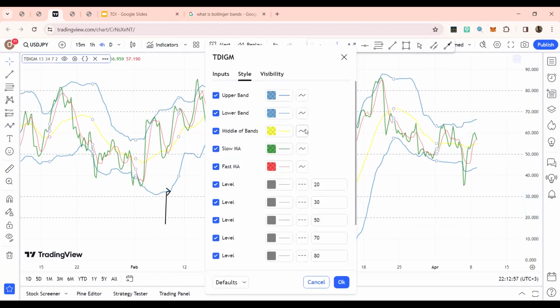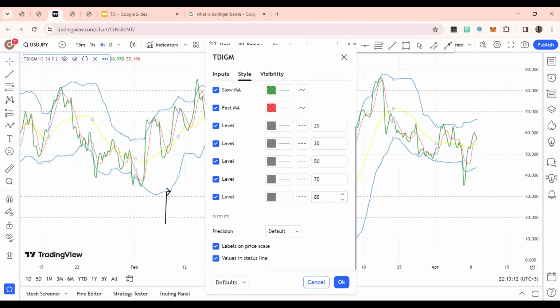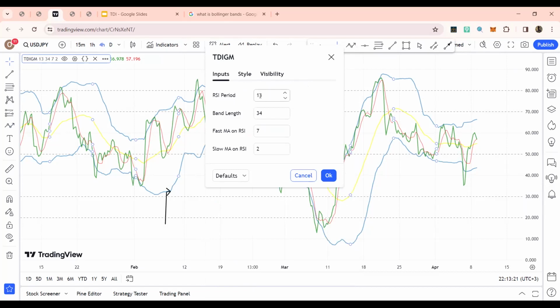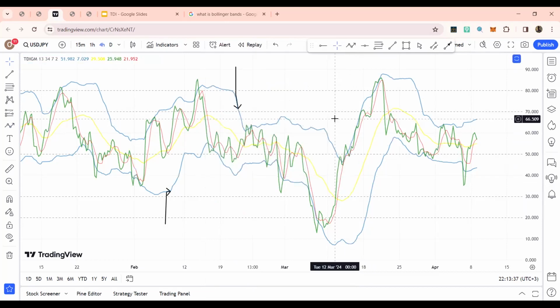If we double click on it, you're going to see that we have an upper band that's blue, a lower band that's also blue, and a middle band, which is yellow, the average. Now we have the slow moving average, that is green, and we have the fast moving average, and these are our levels. You can come and adjust these levels to put in the ones I showed you earlier. In the inputs, we have the RSI period that we set to 13, the band length that is 34, the fast moving average on RSI that is 2, and the slow that is 7, acting as a moving average. Now, how do we use them to trade? Now you see this.